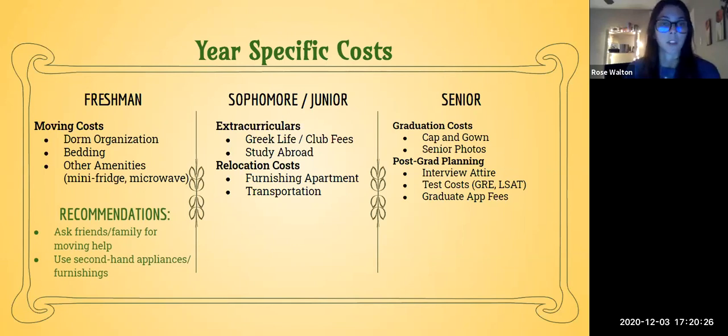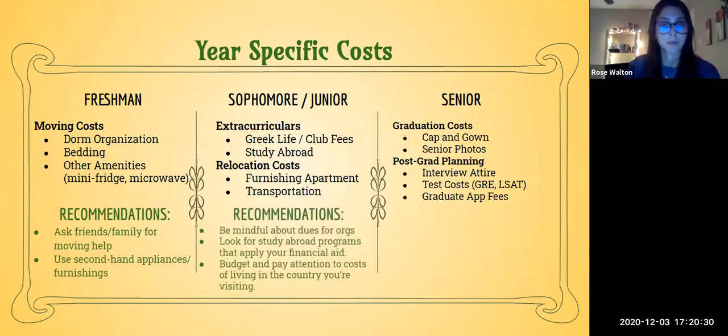And then for sophomore and junior year, some recommendations is just to be mindful about how many clubs and organizations you're joining, and if they all have fees, then just being able to plan for that ahead of time. And then if you are considering study abroad, be sure to look for programs that apply your financial aid.